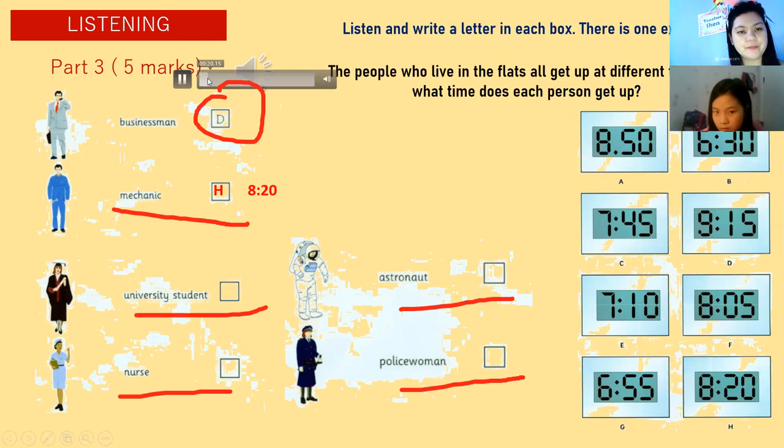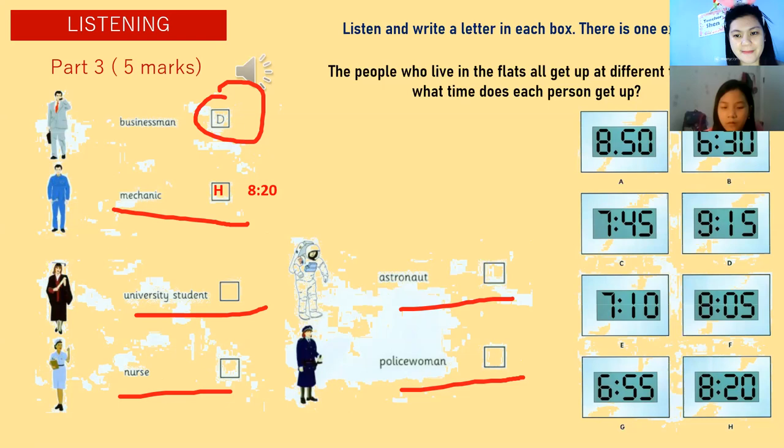Get up so early this morning. Me too. But the person who lives in the flat next to ours gets up very late. He's a businessman, but he often works at home. He's got an office there. He gets up at 9:15. Wow, that is late. Can you see the letter D? And write a letter in each box.